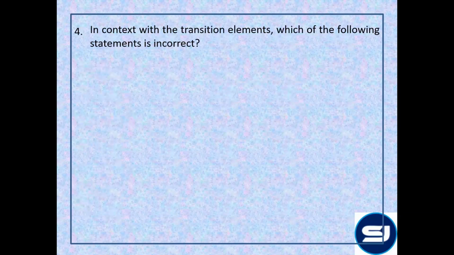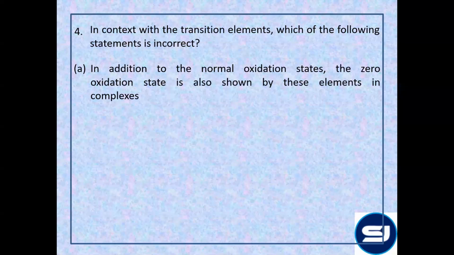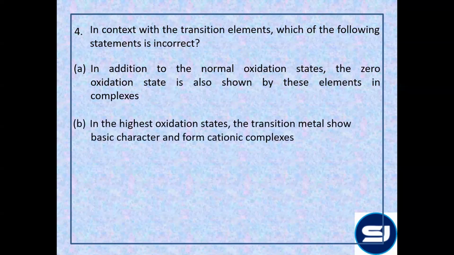In context with transition elements, the d block, which of the following statements is incorrect? In addition to the normal oxidation states, the zero oxidation state is also shown by these elements in complexes. Yes. True or false? True. Yes, कार्बोनाइल कॉम्प्लेक्सेस जीरो ऑक्सीडेशन स्टेट या इवन नेगेटिव में बन सकते हैं. मतलब ये स्टेटमेंट करेक्ट है.